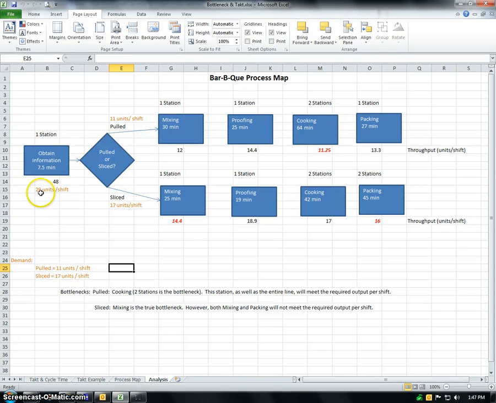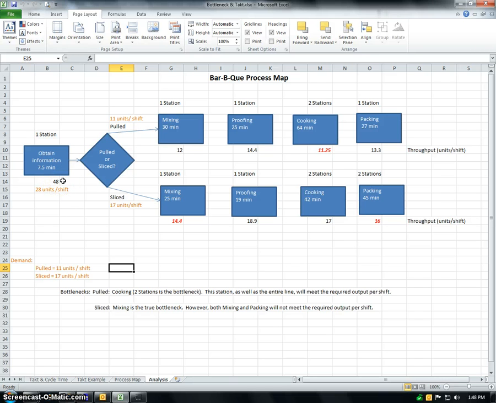And here we have our demand. Demand for the pulled meat is 11 units per shift. Demand for sliced meat is 17 units per shift. So let's see what that's going to tell us. All of the orders, whether they're pulled or sliced, go through the obtain information step. So we need 28 units per shift. And just a second ago we said we can actually process 48 units per shift.